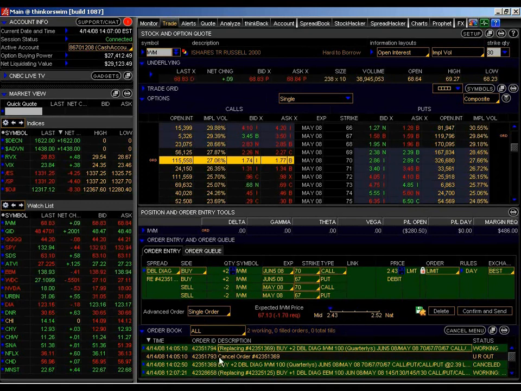We put it in at 14:05, which was just about a minute or so ago. We haven't gotten filled yet, but we should be getting hit pretty soon here because the market is moving around our midpoint, our limit here, and we're above the mid. Now we're at the mid. It does move around a little bit.